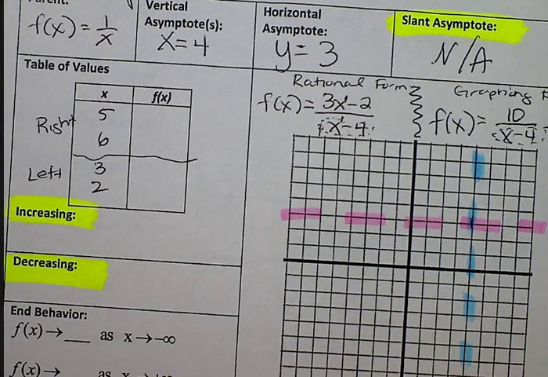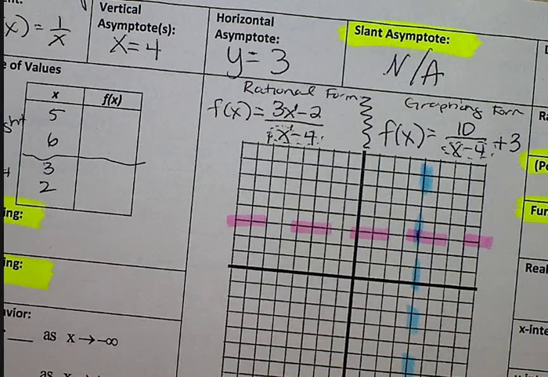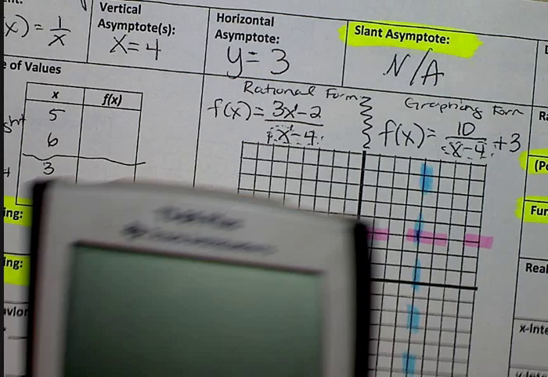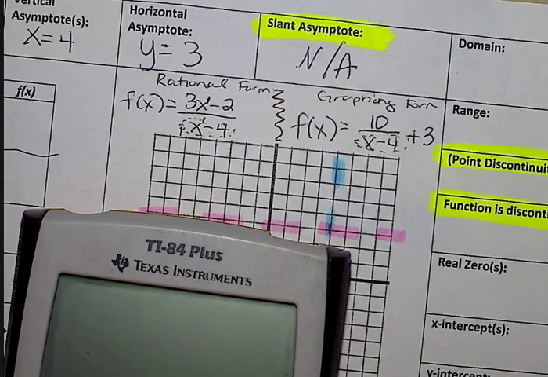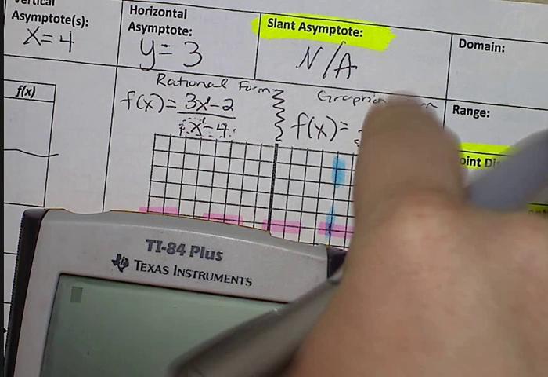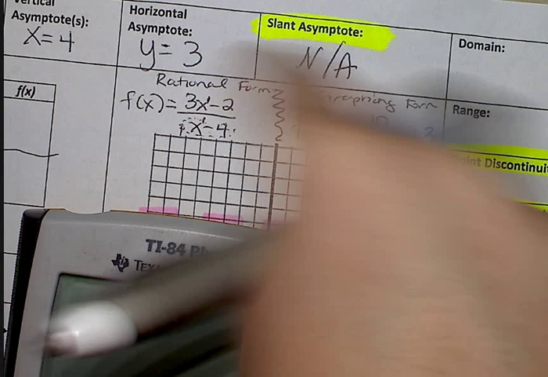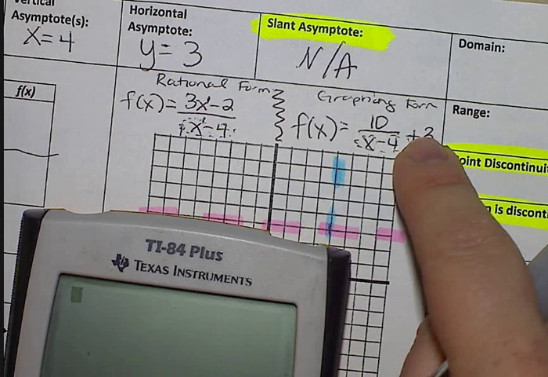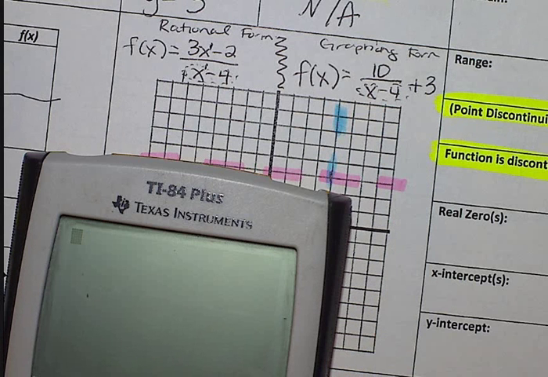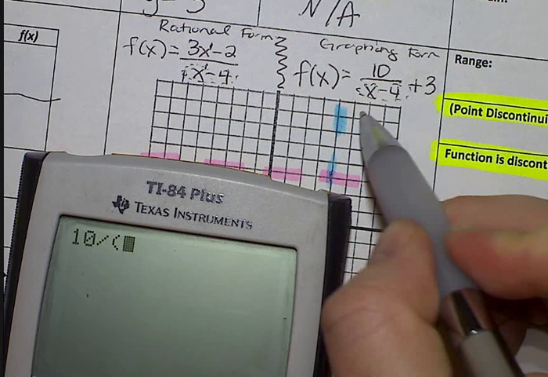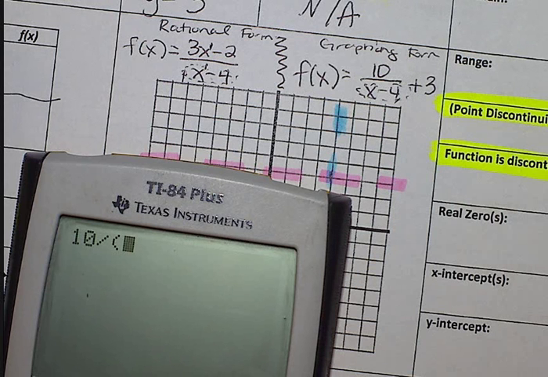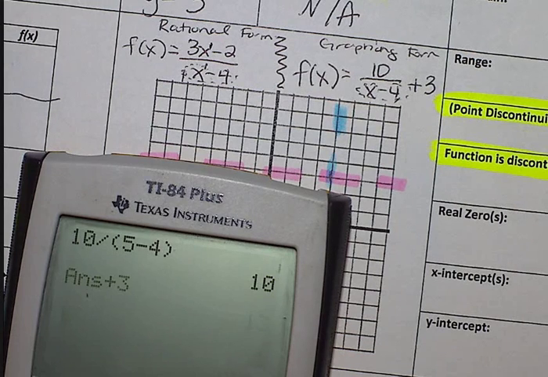So now we're going to use the calculator to not overthink this. So I'm going to start with 5. You can use either one of these. I personally think this is easier, but you can use either one. I'm going to show you how I plug this in to make sure that you're going to get the correct answer. 10 divided by parentheses 5 subtract 4. Now obviously you could do that in your head. Press enter, add 3 to it, and write the answer down. 13.